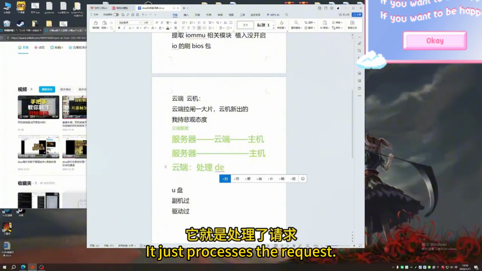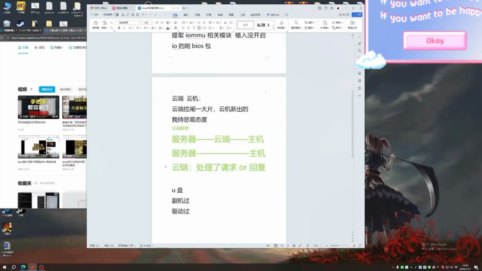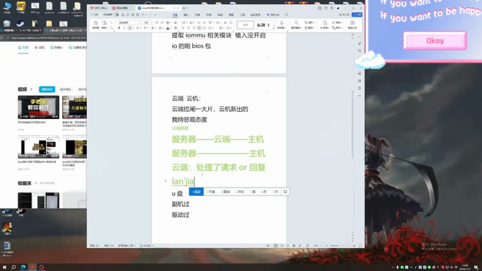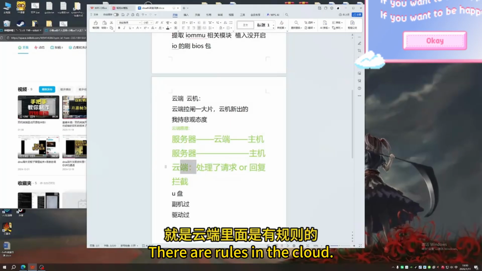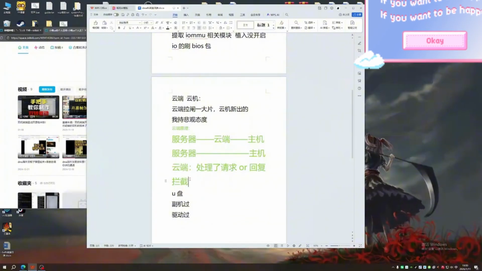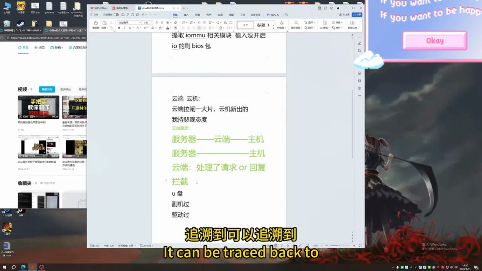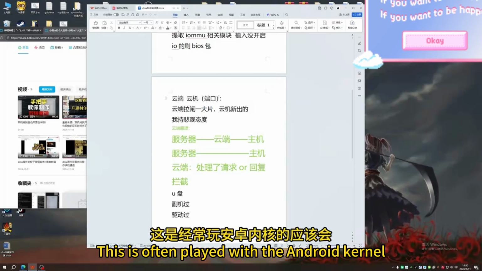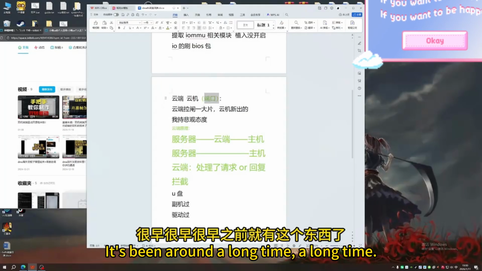It just processes the request or reply. That's how it works, like VTD, or it just intercepts. Okay. It will handle it. There are rules in the cloud. You also import things when you use the cloud, you know? This is how the cloud works. How does the cloud work? It can be traced back to port. This is often played with the Android kernel. You've probably heard of this. It's been around a long time.